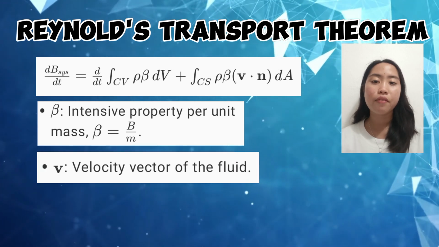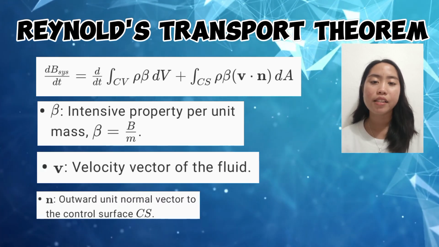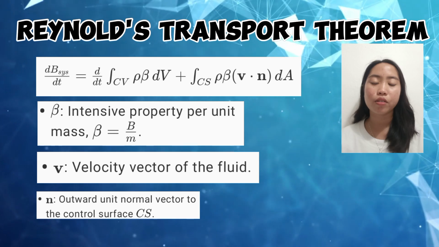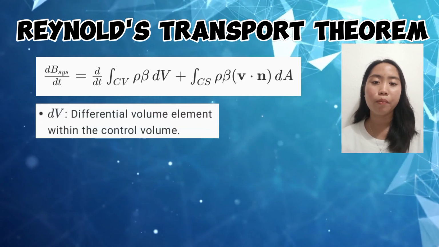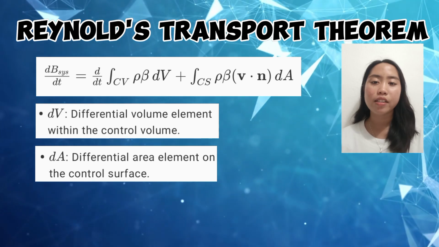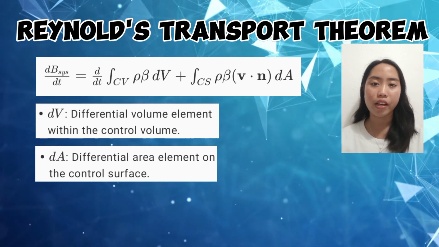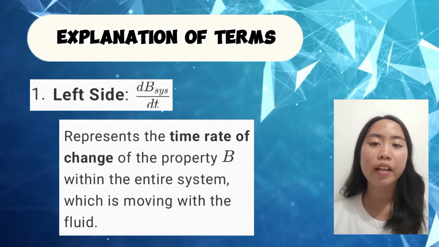V is the velocity vector of the fluid. n is the outward unit normal vector to the control surface. dV is the differential volume element within the control volume, and dA is the differential area element on the control surface. So these are the explanations of the terms.